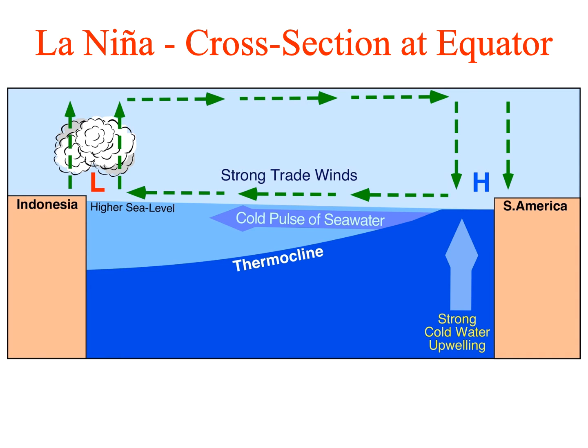So in a cross-section, what happens in a La Nina is the trade winds become very strong. The circulation system that normally occurs is intensified, with much stronger flow patterns. It results in strong cold upwelling along the coast of Peru and a strong cold pulse of seawater moving from South America to Indonesia.